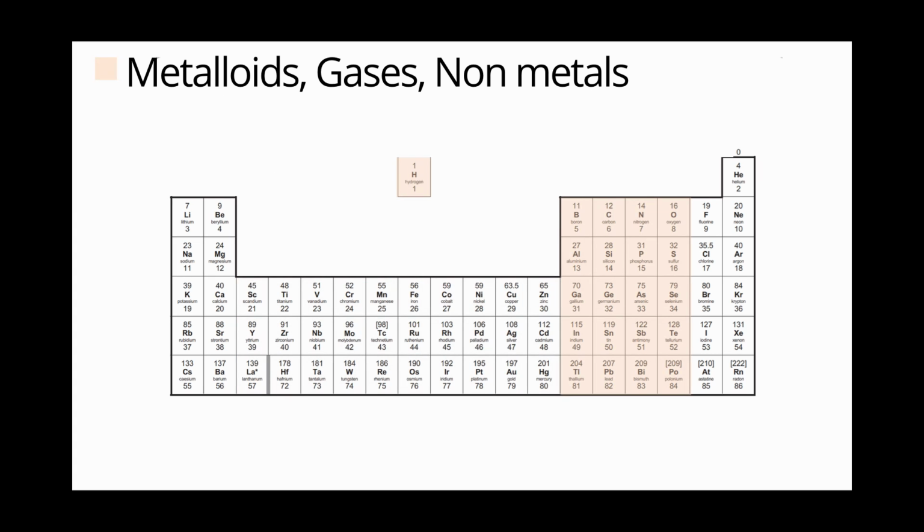Next, we have a bit of a mishmash. We've got metalloids, gases, and nonmetals. These groups are going to be important when we talk about organic chemistry, so we're going to skip them for now.